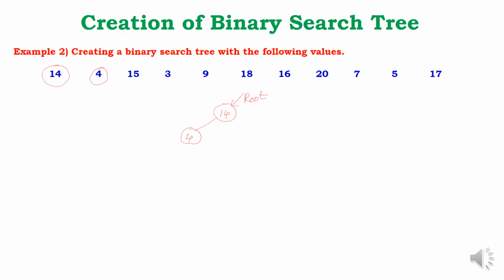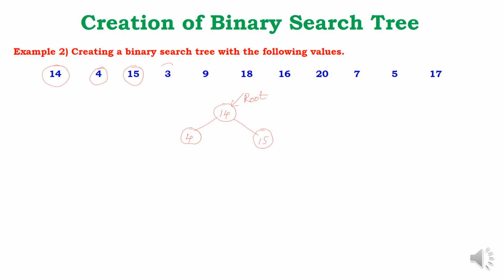Then try to add 15. Again start comparing with the root node. Is 15 less than 14? No. Is 15 greater than 14? Yes. So as the new node is greater than the root node, it should come in the right subtree. Is right null? Is there a vacancy? Yes. Right of 14 is null. So add 15 as the right node of 14.